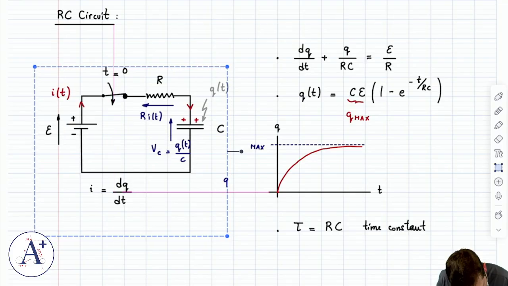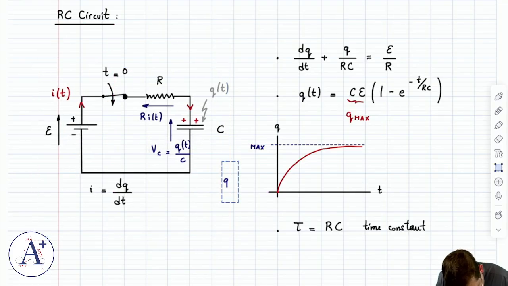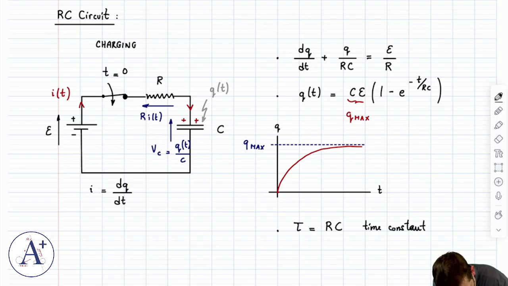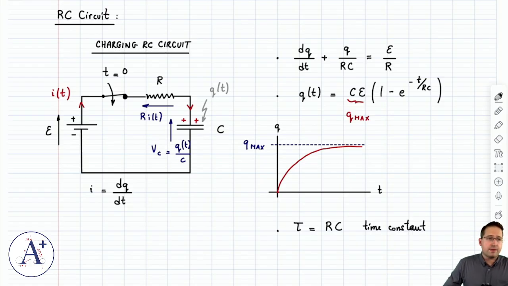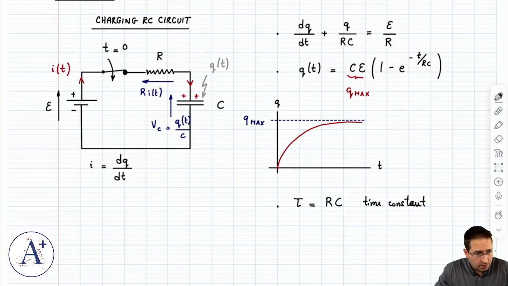So let me move it here so that we can write charging RC circuit. Now, a charging RC circuit is going to require a battery because something has to provide the charge that you're going to dump on the capacitor plates. Typically, the capacitor starts out being empty, and then you connect it to the battery, and charge accumulates until it reaches Q max. Sometimes you will have what's called a discharging RC circuit.